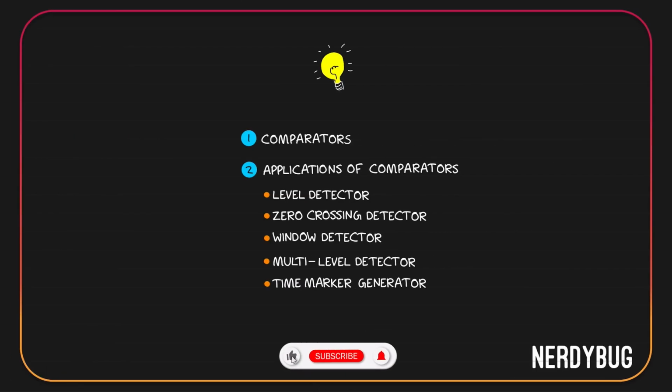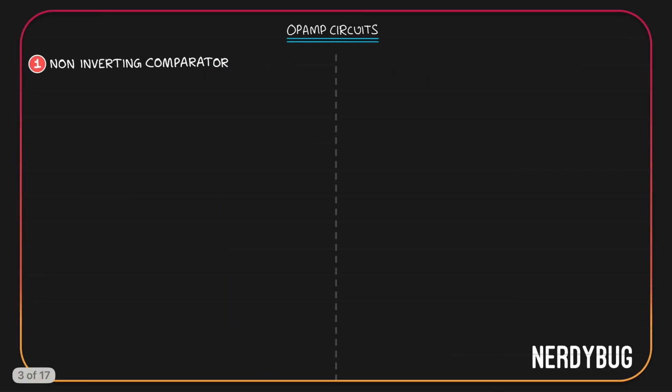Today we will cover comparators and their applications as a level detector, a zero crossing detector, a window detector, a multi-level detector, and a time marker generator. Let us start with a non-inverting comparator. This is what a comparator basically does. It compares a signal voltage with a reference voltage.